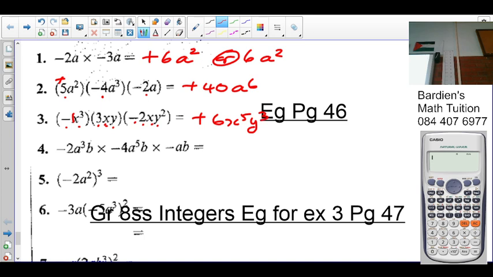Let's look at number 4. 3 negatives. The answer will be? Right, you'll see me the first 5 minutes during break and I'll go through it with you. 2 times 4? 8. a cubed times a to the 5, a to the 8, times a, a to the exponent 9. b times b, b squared times b, b cubed. You all okay with that?